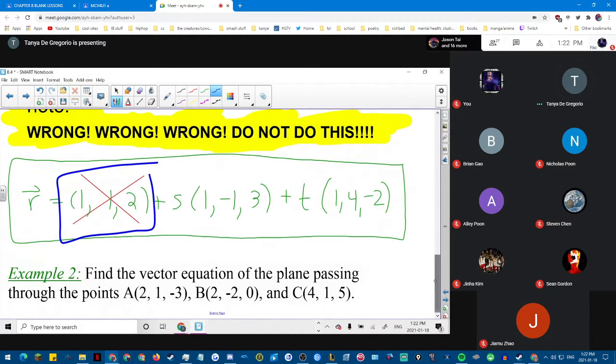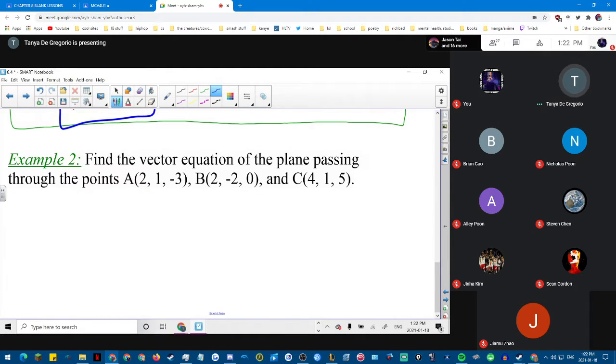Okay? Okay, example 2. Find the vector equation of the plane passing through these points. So now I have 3 points. I have to define a plane. So what do I need? To define a plane, I need vectors. Excellent. I need 2 direction vectors. I need a position vector. No big deal. I've got 3 points here.